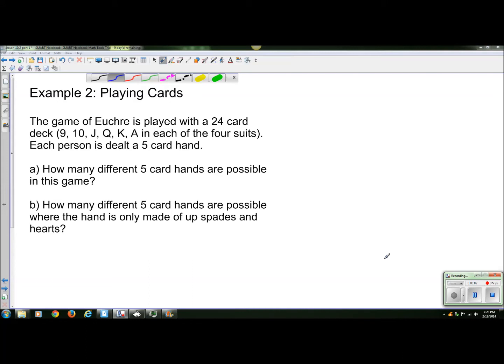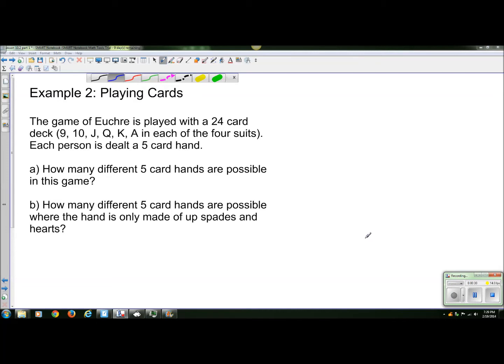Let's look at an example of playing cards. The game of euchre is played with a 24-card deck. The cards involved in the game are 9 through ace in each of the 4 suits. Each person in euchre is dealt a 5-card hand. My first question is, how many different 5-card hands are possible in this game?